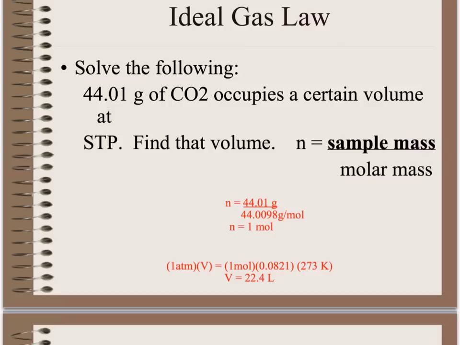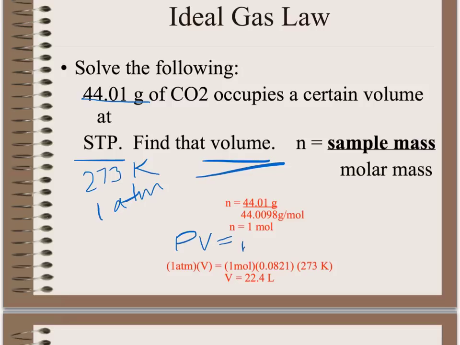So here's an example. Solve the following. 44.01 grams of CO2 occupies a certain volume at standard temperature and pressure, which, if you'll remember, is 273 Kelvin and 1 atm. That's our standard temperature and pressure. It says find that volume. So we're going to use the PV equals nRT.